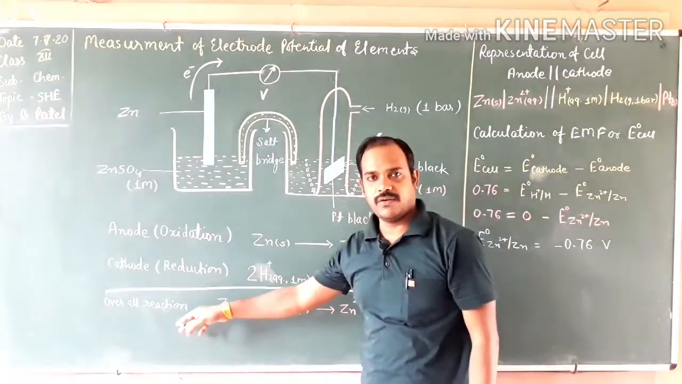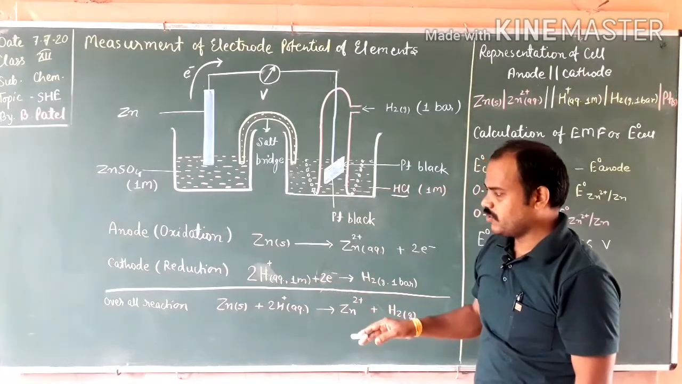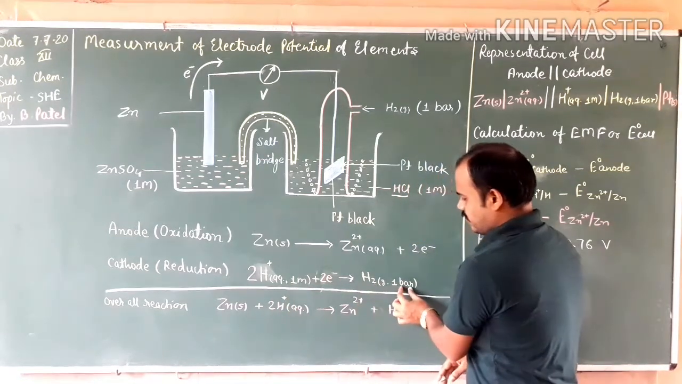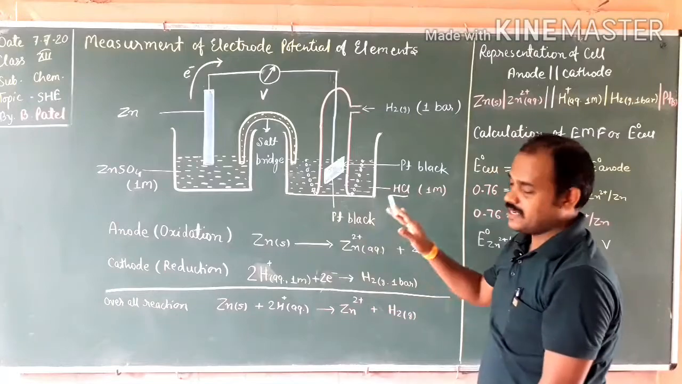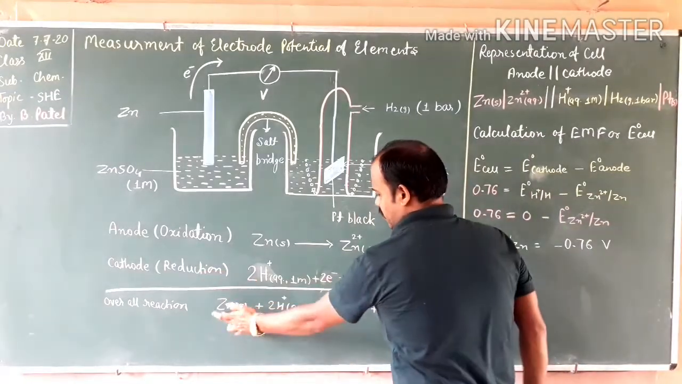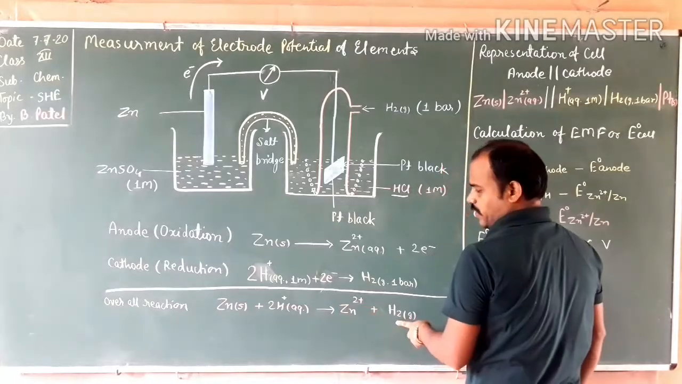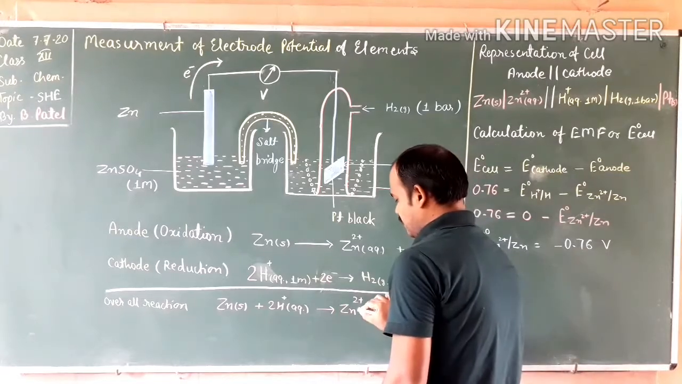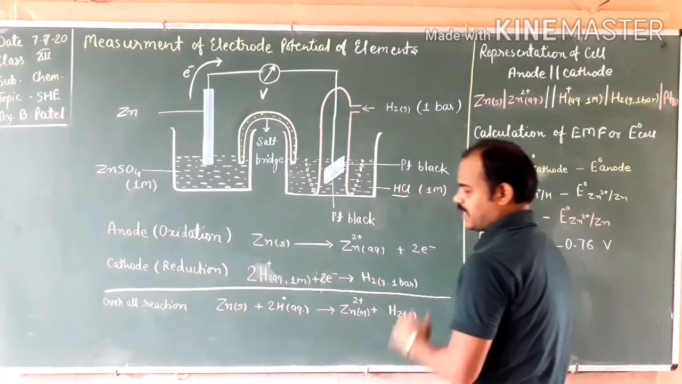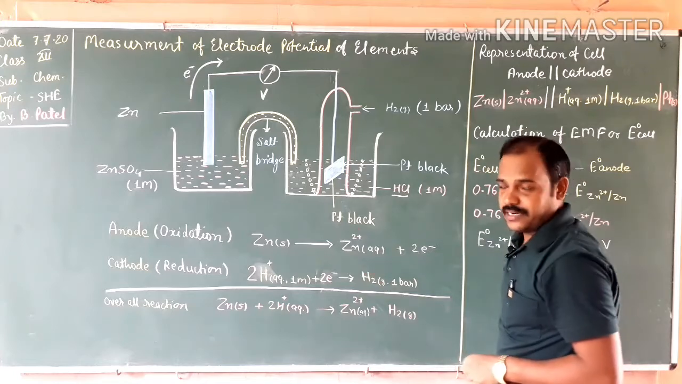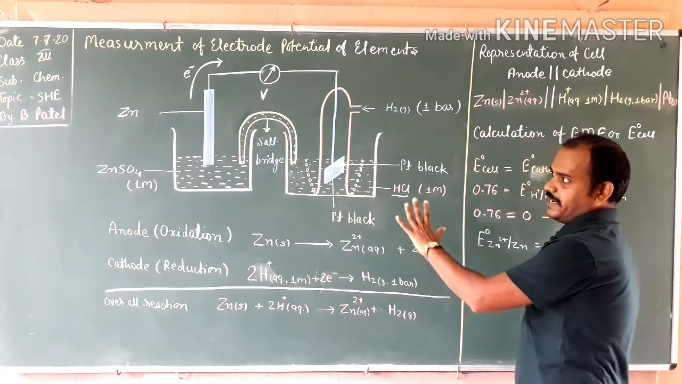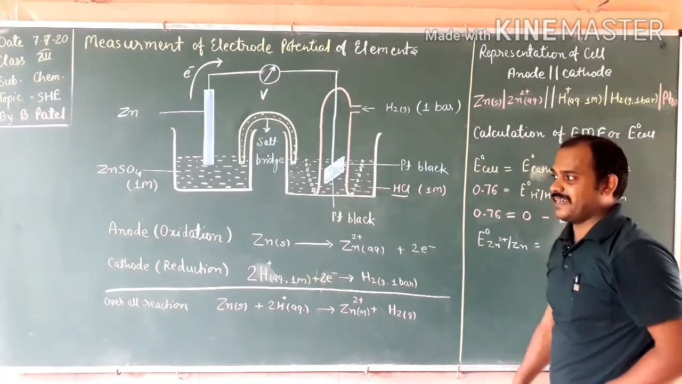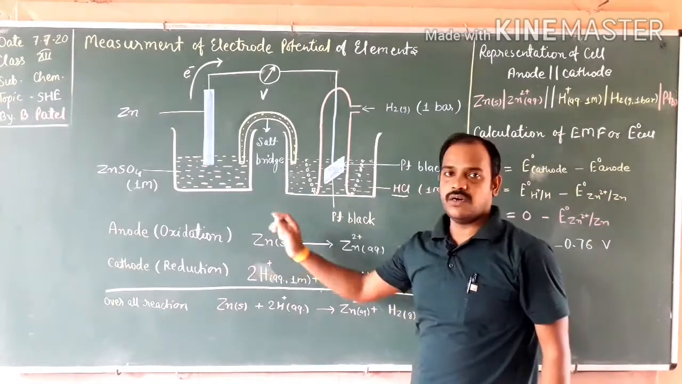What will be the overall reaction? For the overall reaction, you just combine these two reactions. Here I have mentioned that the H plus concentration is 1 molar and H2 pressure is 1 bar, because conditions are standard. So the overall reaction: Zn plus 2H plus (aqueous) gives H2 plus Zn2 plus (aqueous). So this is the overall reaction. From here it is clear that zinc is more reactive than hydrogen. Why? Because zinc is acting as the anode, or zinc is undergoing oxidation.